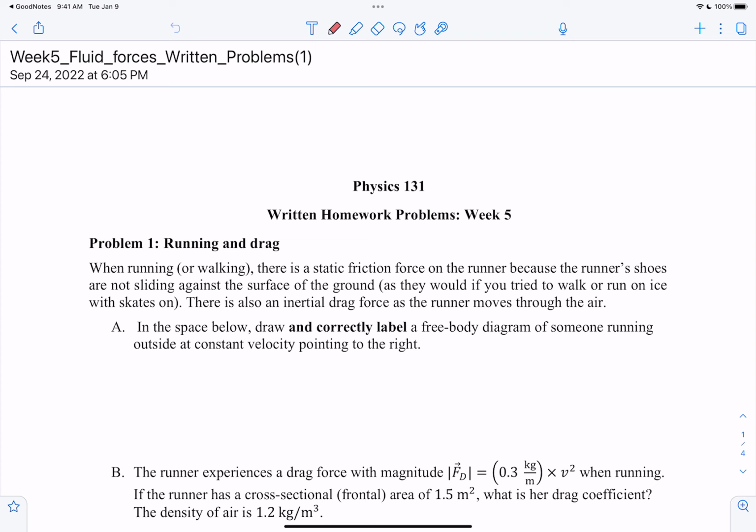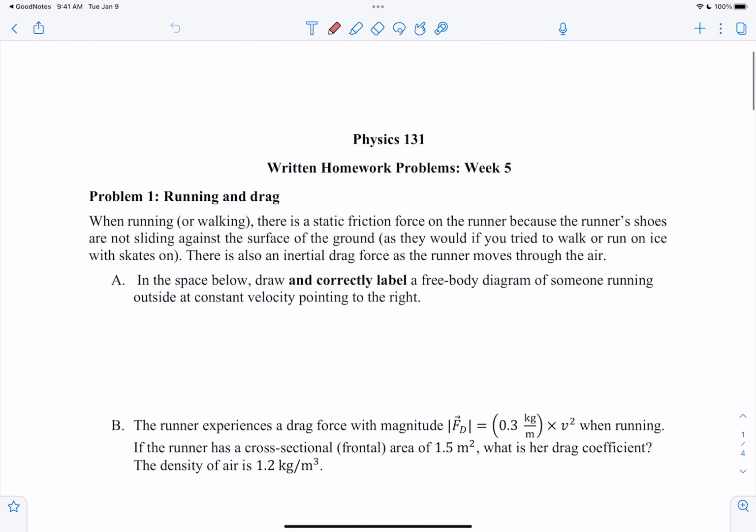This is week 5 written homework problems. This is buoyancy, drag, this type of unit. So hopefully we can address some of these problems and figure them out. Alrighty, so we got problem 1 here, right? Problem 1 is running and drag.